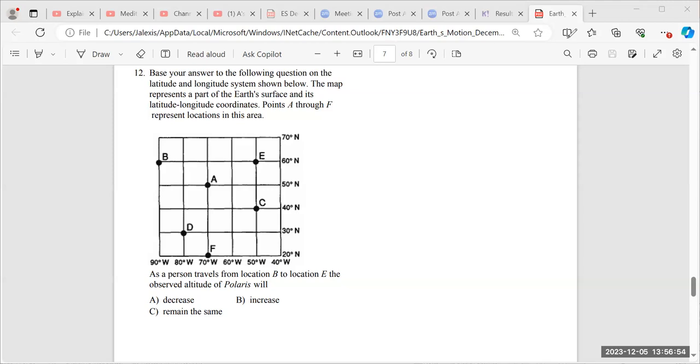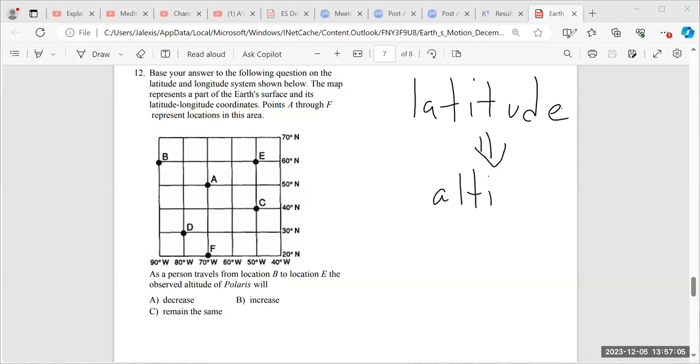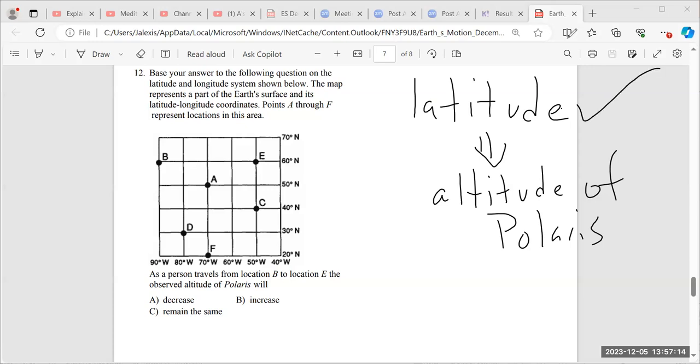What have I been saying this entire video? Your altitude of Polaris is equal to your latitude, right? So if my latitude changes, my altitude of Polaris changes. When I travel from B to E, right? At B, my latitude was 60 degrees north.